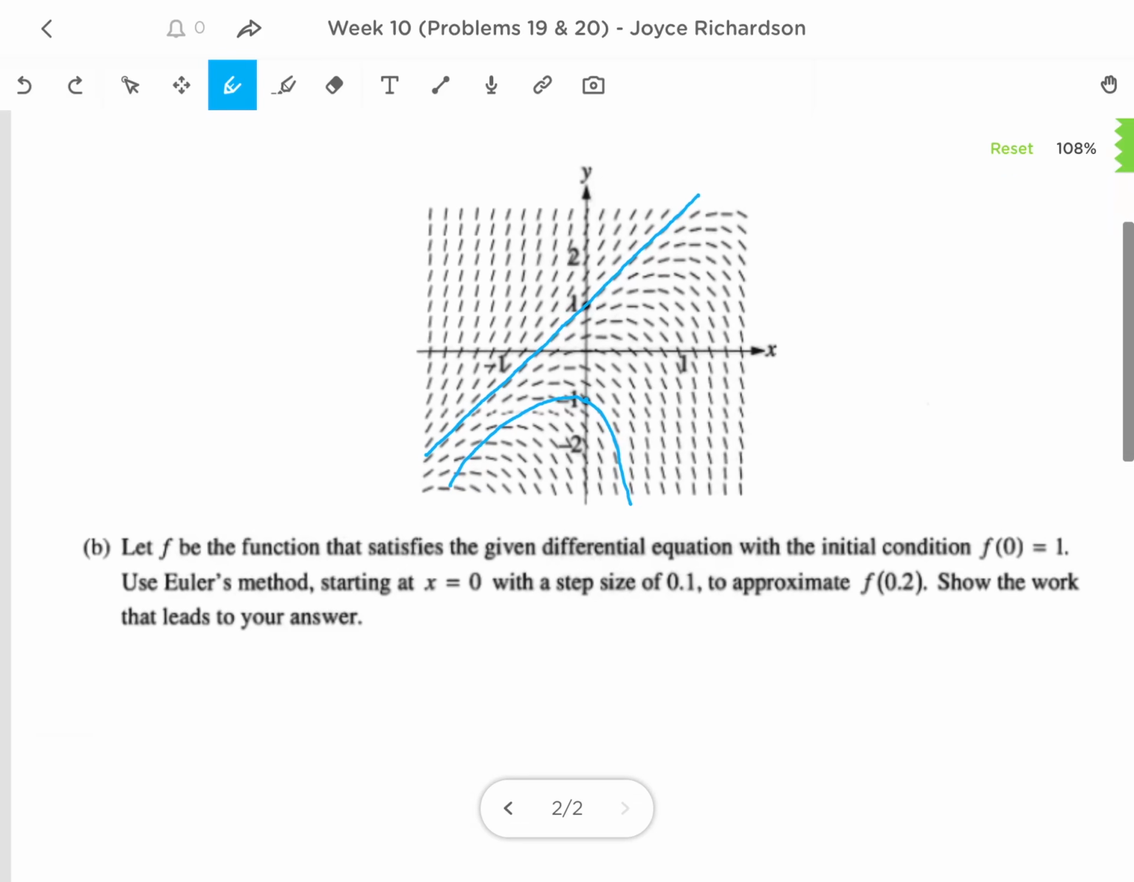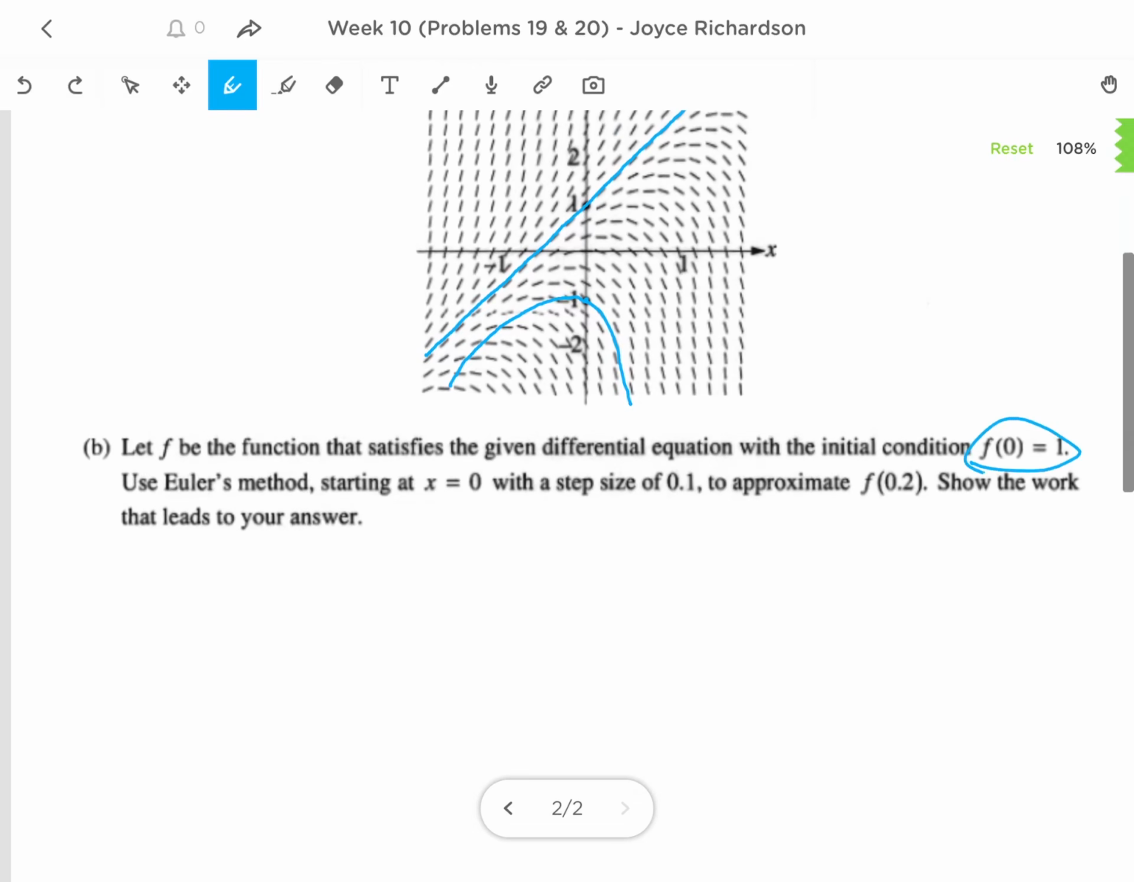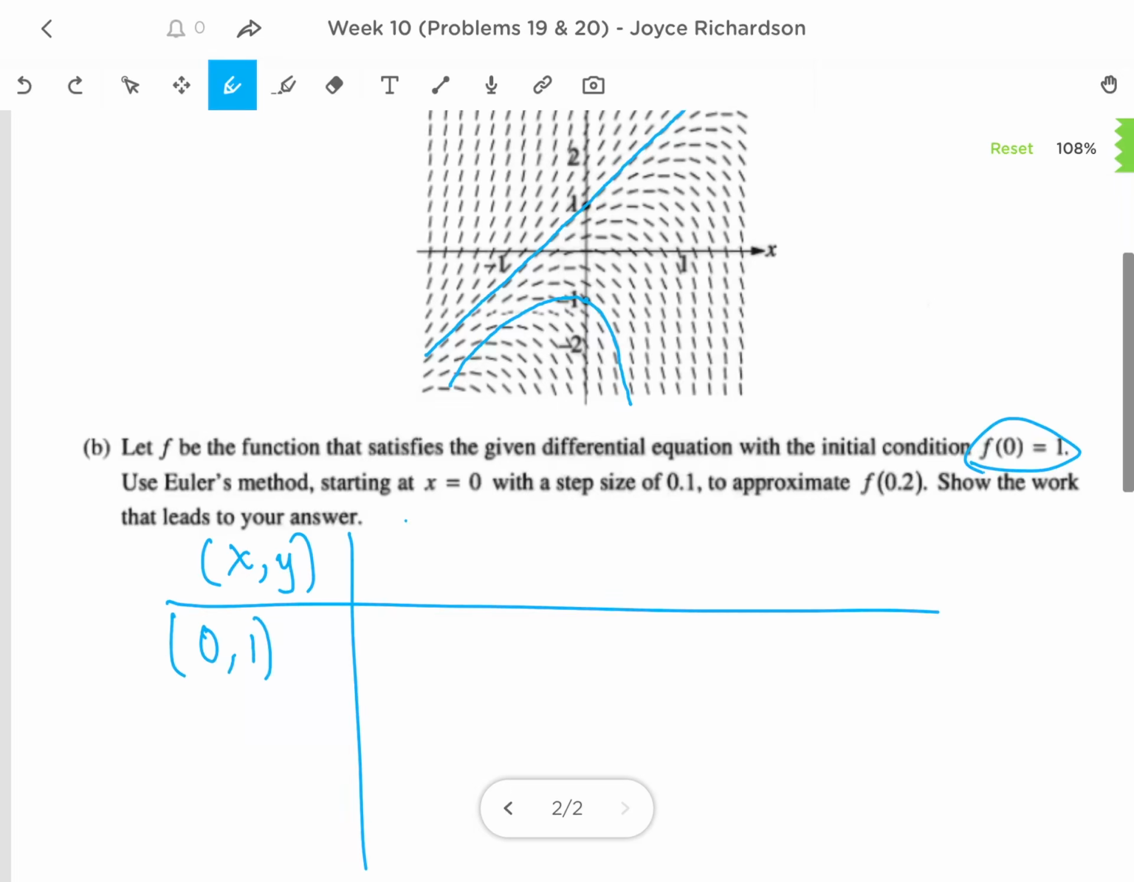And that was 2 points. For part B, again, you're doing a table, right? So you're starting at 0, 1. So if I make my table, 0, 1, and I know that dy/dx is equal to, what did they tell me?